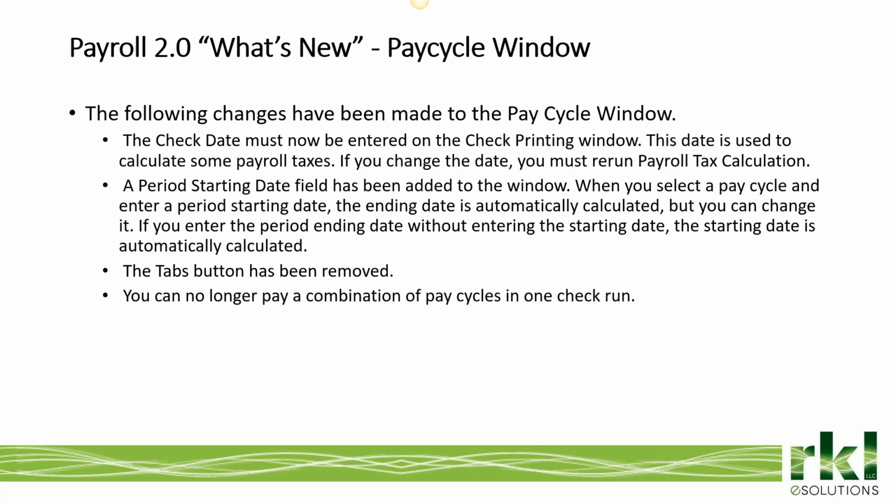Pay cycle windows, you'll see that in a minute. It's been modified a little bit. The check date must be entered on the check printing window, but the period start date has been added to the window. Depending on the cycle that you pick, it can auto-calculate the ending dates. The tabs button has been removed, and you can't pay a combination of pay cycles in one check run. So if I'm trying to do a semi-monthly and I actually list it as bi-weekly, it will stop me and say you can't mix and match those.